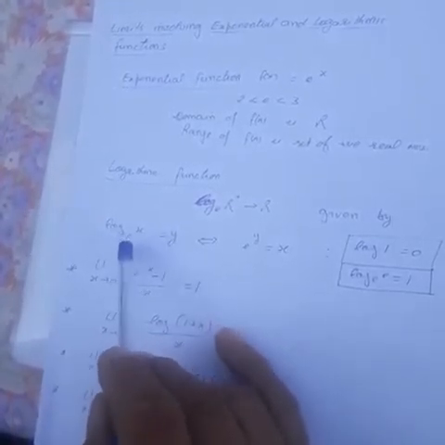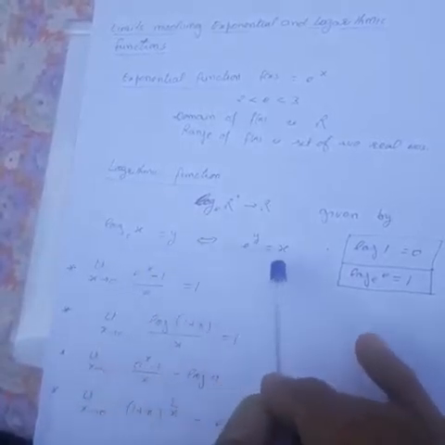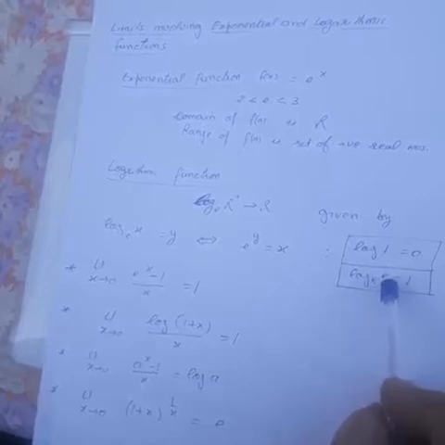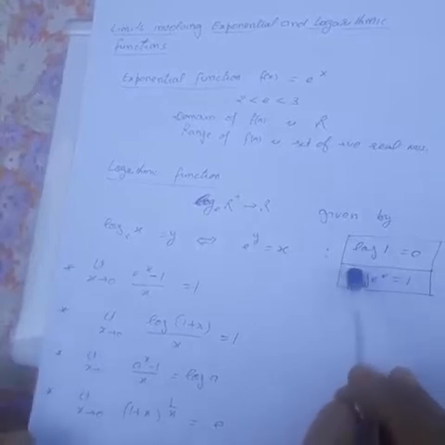So e is the base, log of x to the base e is equal to y. It means e raised to the power y is equal to x. Here are two results that will be used in the questions. Log of 1 is 0. Log e to the base e is 1. Similarly, if e is replaced by any number like 2 or 3, log 2 to the base 2 will be 1. Log a to the base a will be 1. So these results will be used in the questions.